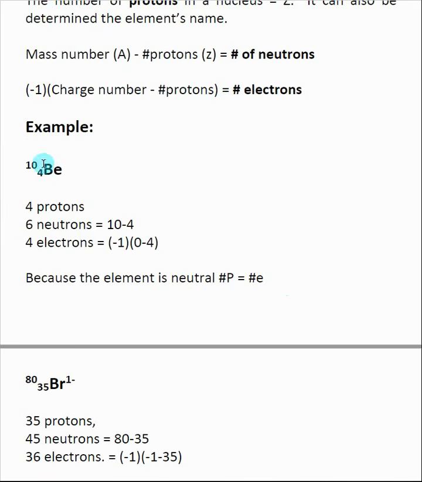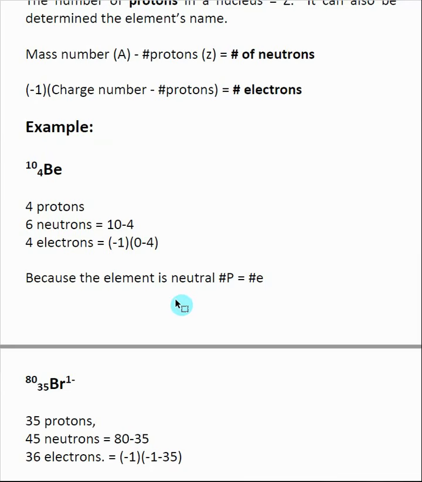So an example here, we have beryllium. That's very easy. The number of protons is 4. The number of neutrons is our mass number minus the number of protons, so 10 minus 4. That means this element has 6 neutrons inside of there. We have 4 protons, but we have a charge number of 0. So 0 minus 4 gives us negative 4, and then if we change that sign, we get that we have 4 electrons inside of there. So the charge number minus the atomic number, or the number of protons, if we take the negative of that number, that tells us how many electrons we have in there.